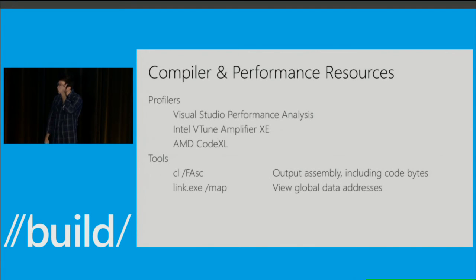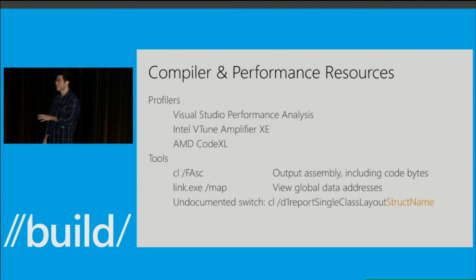There's a linker switch, /MAP, which is going to produce a map file. That's going to give you info about any global data, including its address. So that'll tell you if any of your global data is unaligned, which is extraordinarily useful.